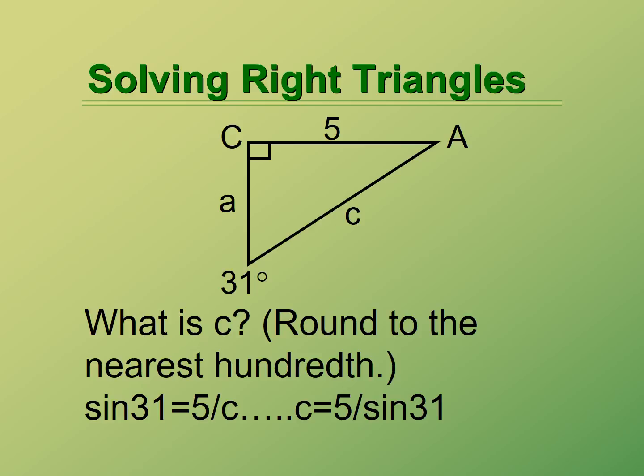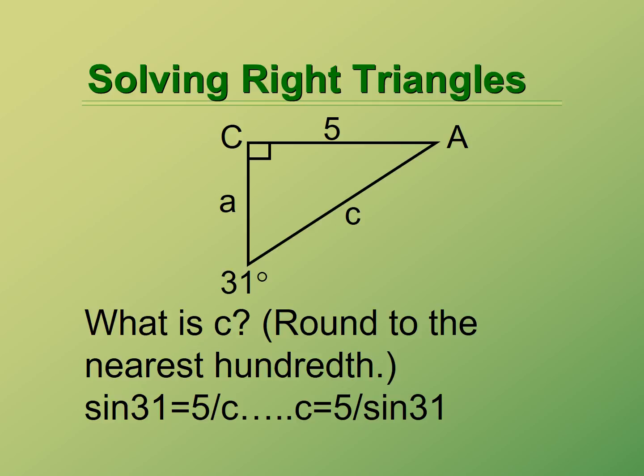Now we want to find side C. In order to find C, we're going to use our given angle, which is 31, and we have a side that's given, and it's opposite, and we're trying to find the hypotenuse. So opposite and hypotenuse is going to be sine. So we're going to use the sine trig ratio to solve for C.